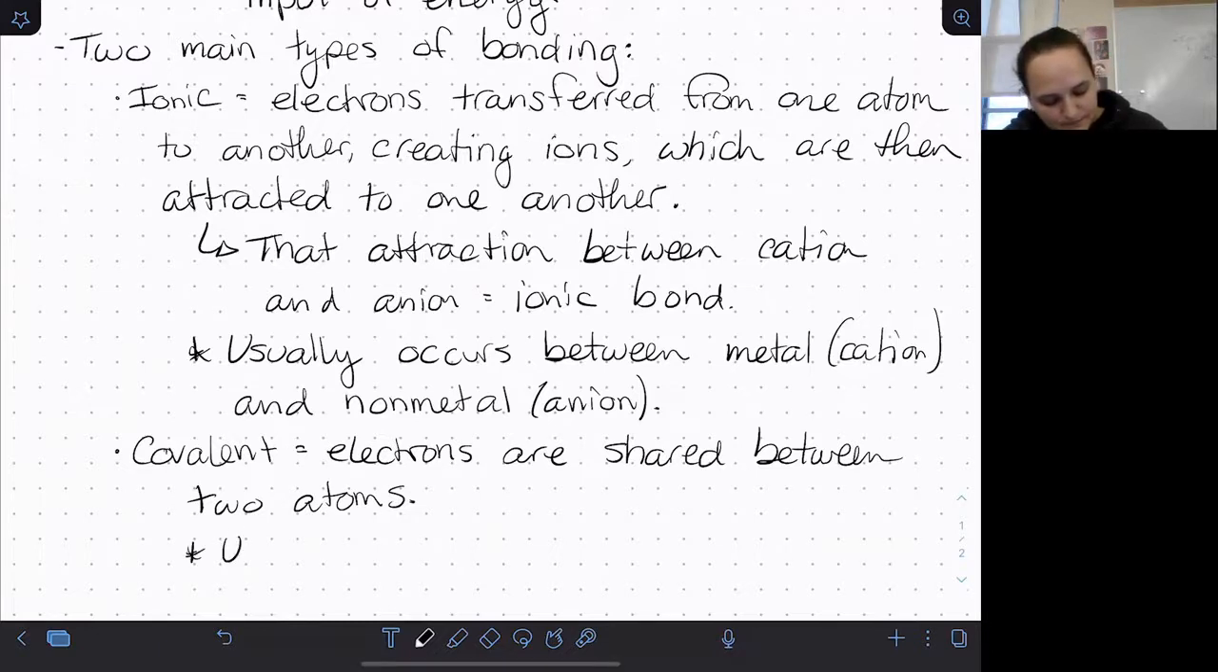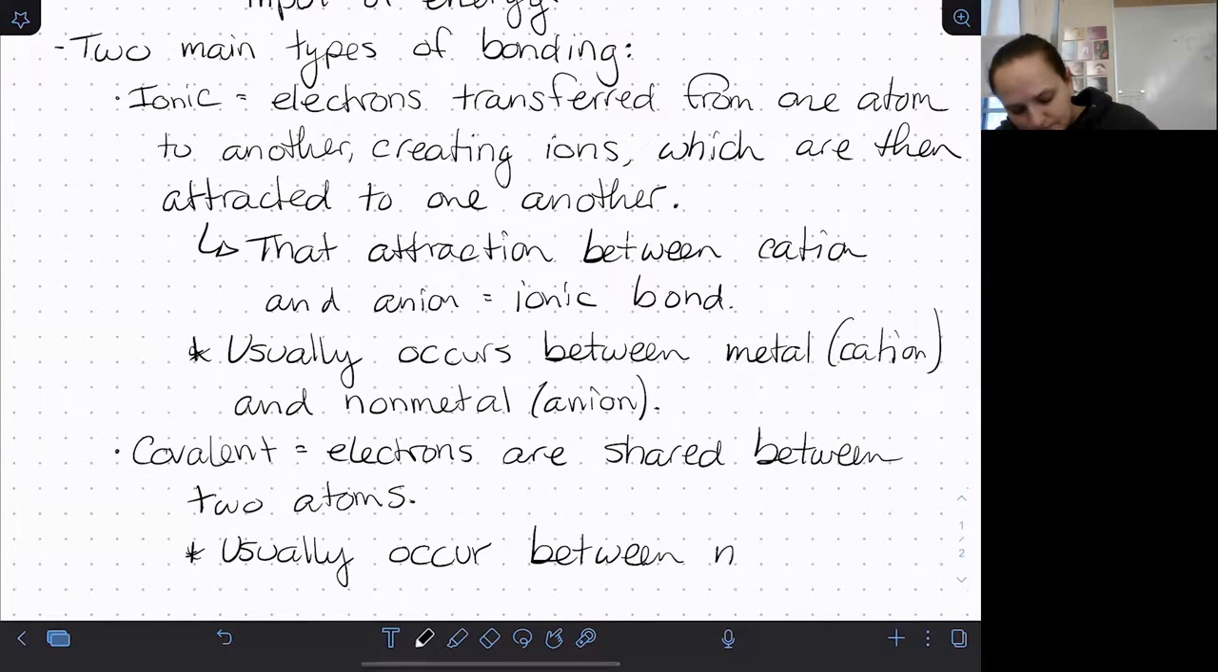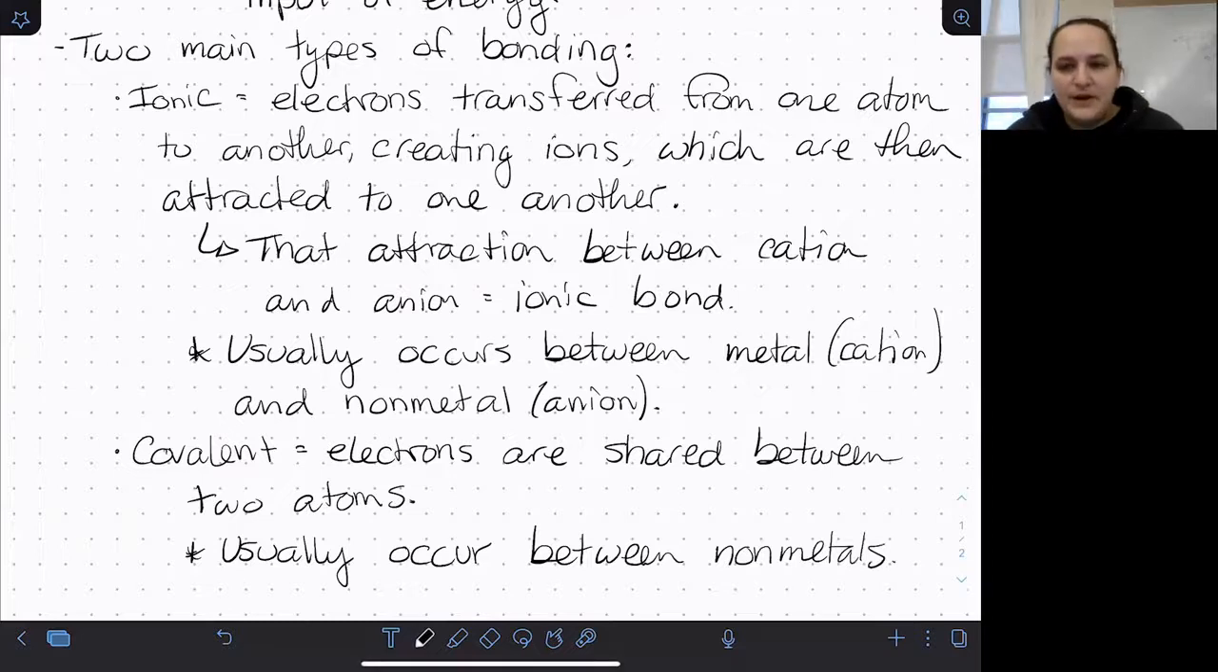And these usually occur just between nonmetals. As we know from the periodic table, the nonmetals are in the upper right-hand corner. So they're really a small subset of elements, but there's actually a staggering variety of ways that they can bond and compounds that they can form. We'll be talking a lot more about that in future lessons.